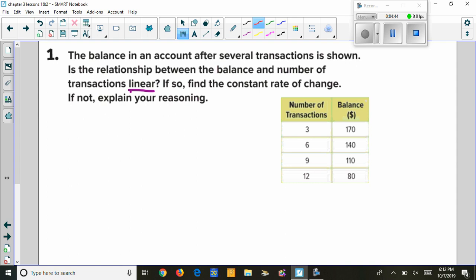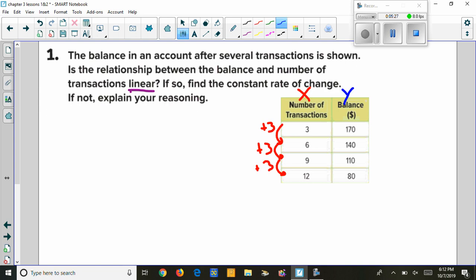Now, I want to be sure that I let you know that when talking about a table of numbers, we're still talking about x's and y's. Your left column is always your x, your right column is always your y. And let's look at how the x numbers are increasing. I'm starting at 3, going to 6, 9, and then 12. So that means these are increasing, so plus 3 each time. So the x values are increasing by a constant rate.